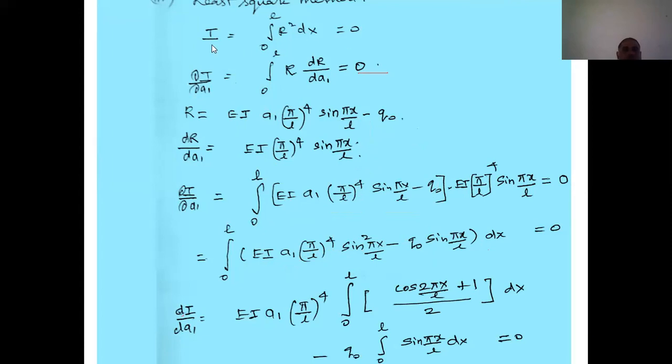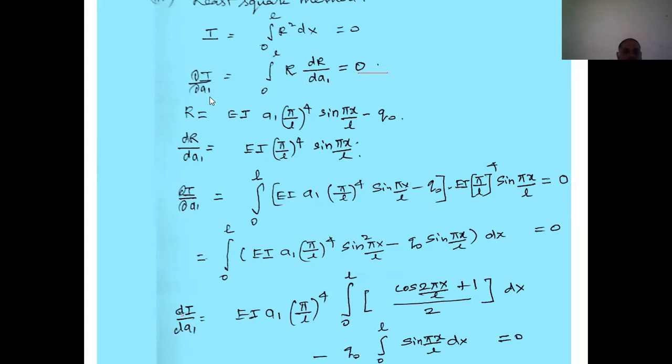In the least square method, the formula goes like this: I is equal to the integration from 0 to L of R square into dx is equal to 0. If you differentiate this term, you will get R into dR by dA1 is equal to 0. You can use either this method or this method; both formulas are the same. For our convenience, let us take this equation, because if you take the square, it will be quite difficult for us to integrate. That's why I'm choosing this equation.